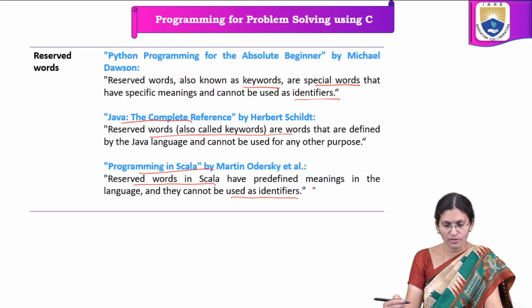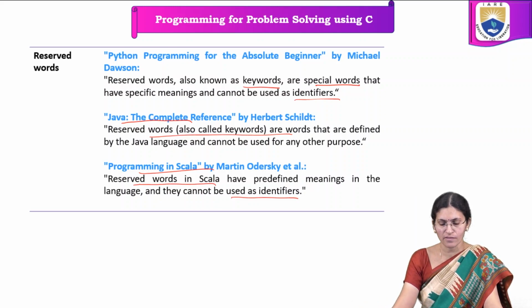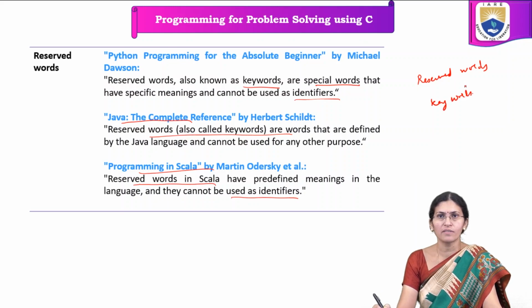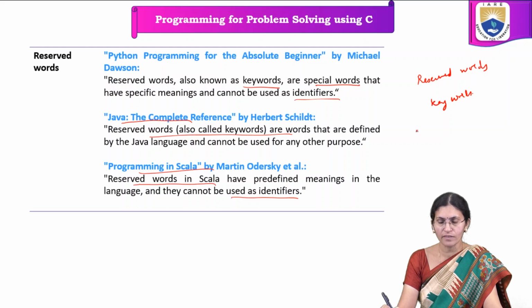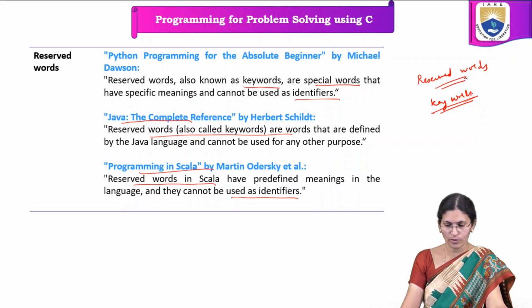So from these different definitions given in the various textbooks, we can say that the other name for reserved words is keywords, and these cannot be used for any other purpose. These are keywords which are already defined in the compiler or in the programming language.